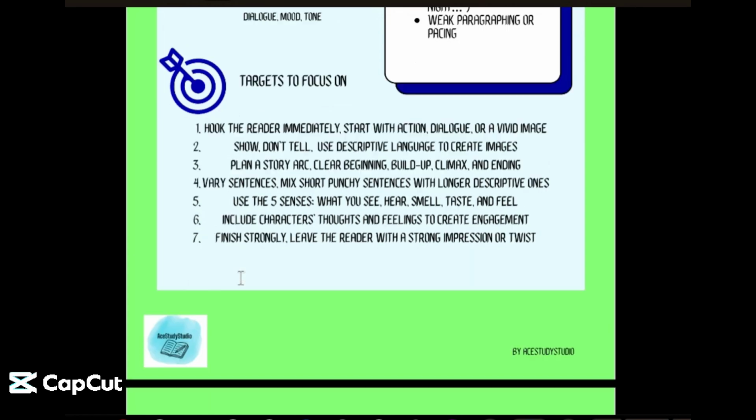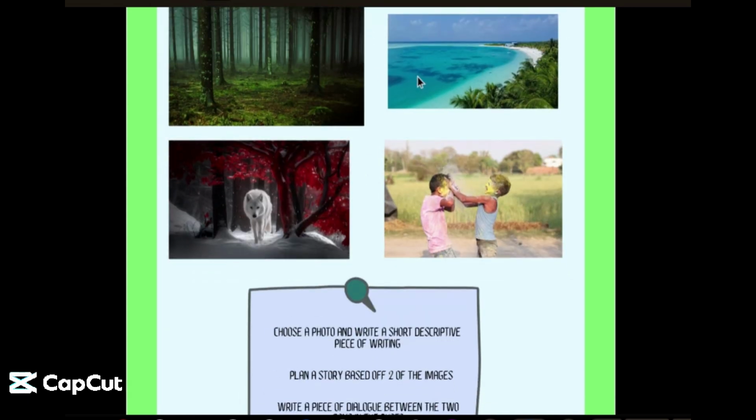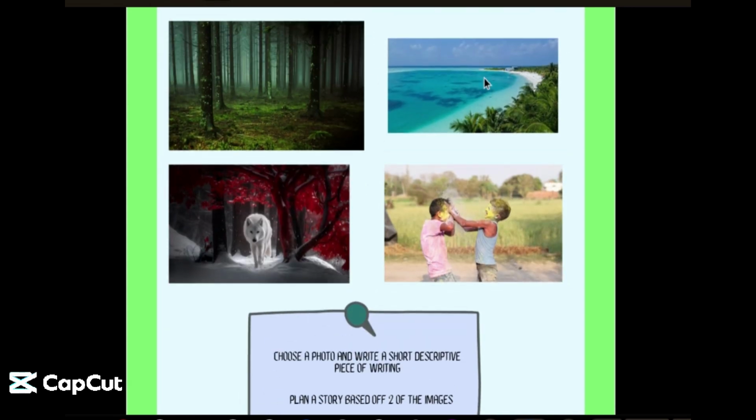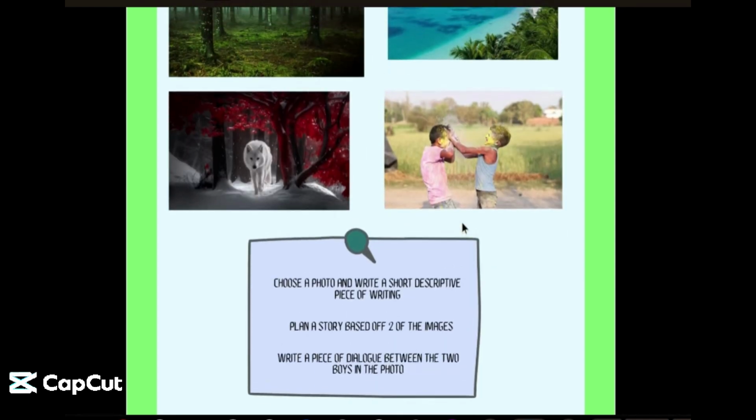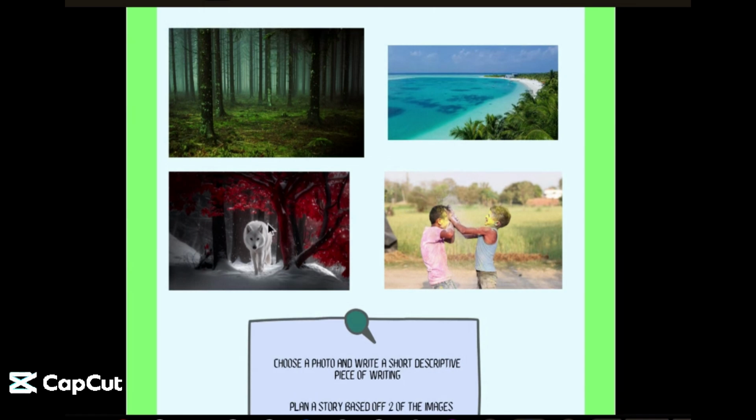Right, moving on. Here's an activity for you now. You can either screenshot the video, pause it and do it right now, or if you want you can download the PDF and do it in your own time. So there's 4 pictures here. We've got a dark forest, we've got a lovely sandy beach, we've got a white wolf in a snowy forest with red trees, and we've got 2 boys playing. So choose one of the photos and write a short descriptive piece of writing. So you could choose that one, that one, that one, or that one and try and describe it.